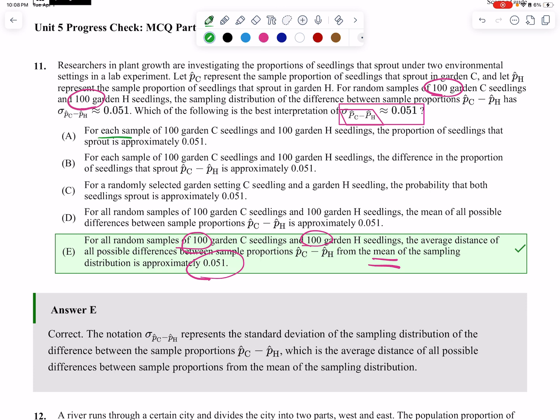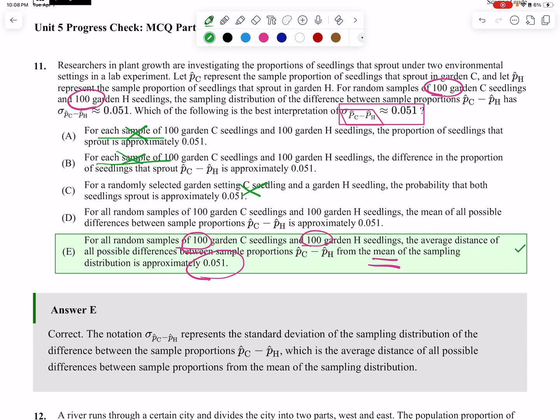This one says for each sample, that means every single sample, that this would work. And so that's not right. This one says, for each sample, again, not right. This says randomly selected garden setting C and garden setting here. So this doesn't tell me the sample size. So that's why that's not right, because it only works with the same sample size. So this is for all random samples of 100, garden C and 100, garden A.